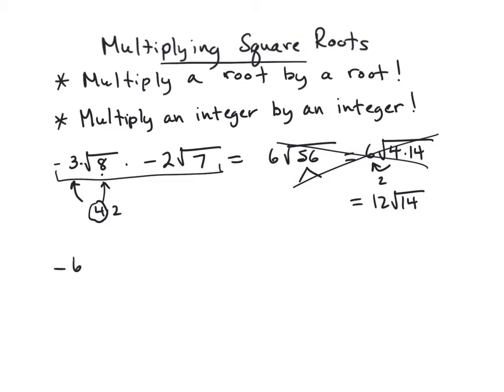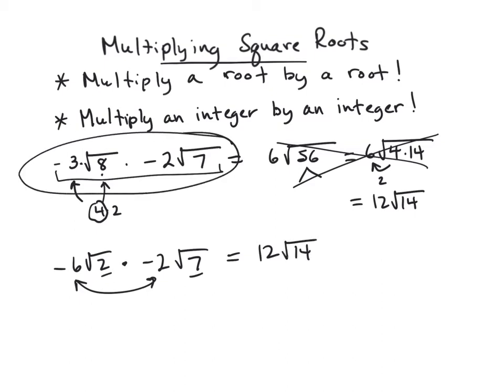This becomes negative 6 root 2 times negative 2 root 7. I can take negative 6 times negative 2, that would be positive 12, and root 2 times root 7 is root 14. Simplify right off if you can. That'll a lot of times make your question easier and you don't get large numbers that are harder to find perfect squares in.